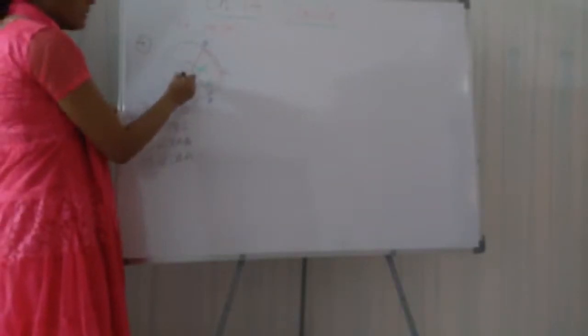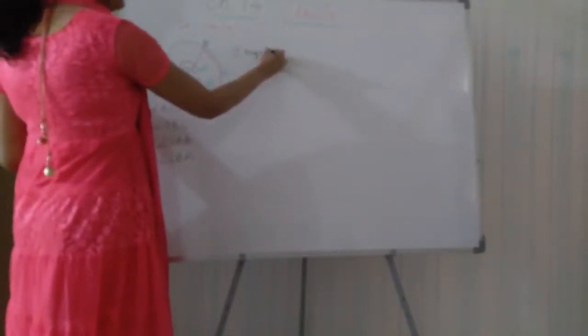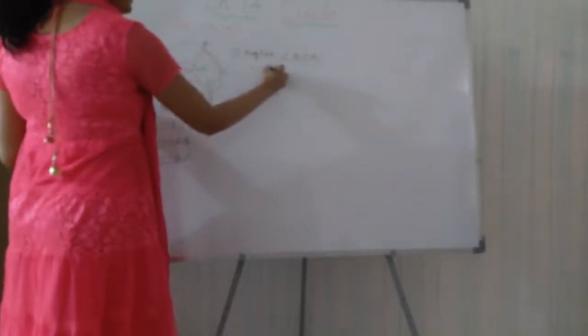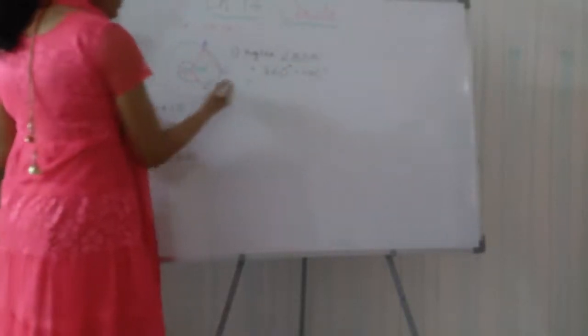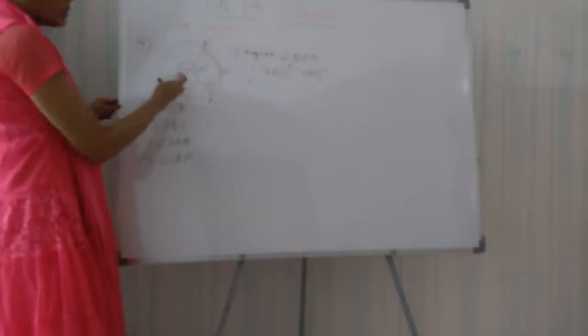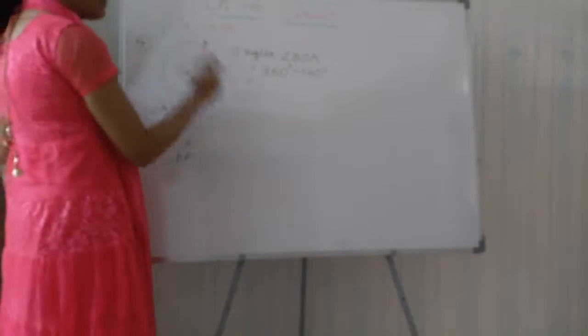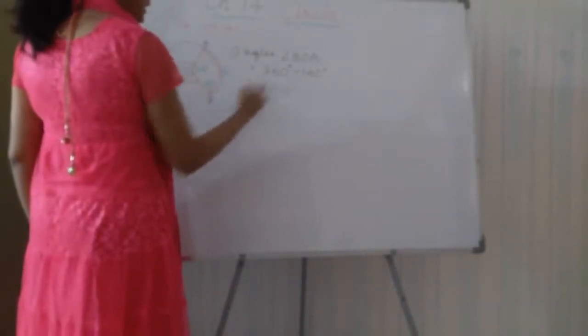For that, students, first of all, I'll find this reflex angle. This is the reflex angle BOA. I am writing here: reflex angle BOA is equal to 360 degrees minus 140 degrees. As we know, this is the angle round the point. So if we need this reflex angle, we have to subtract 140 from 360, so that I get 220 degrees. So the value of this reflex angle is 220.